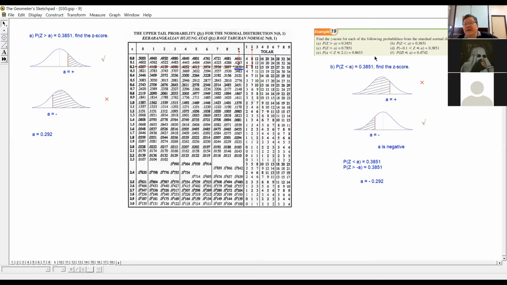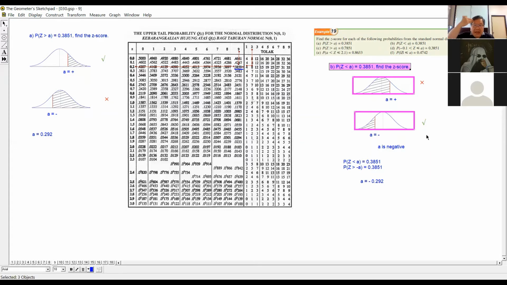The bottom one is correct because the probability is less than 0.5. If I use the top one, the probability is more than half, so I cannot use this one. This is wrong. It doesn't represent our question B. So we look at this one. This one represents question B because it is less than, and at the same time, it is also less than 0.5.